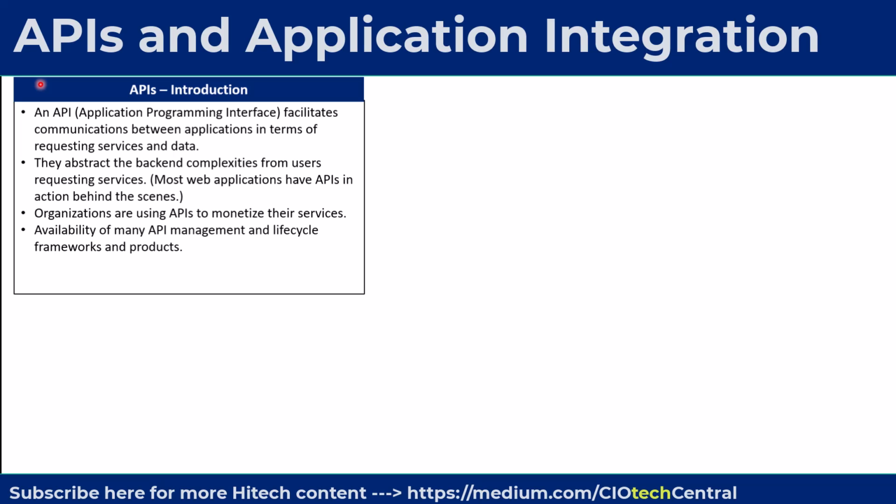With the increasing importance of APIs, a number of API management and lifecycle frameworks and products are now available. We will cover them a little later. Some examples of APIs and API-related technologies include SOAP, XML, JSON, and REST. REST, for example, stands for Representational State Transfer.